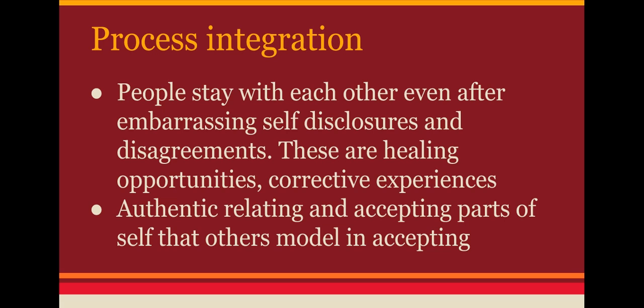Authentic relating and accepting parts of self that others model in accepting. I think it's yet another way of saying the same thing: when we are relating to each other in an authentic way and we accept parts of other people that they are not able to accept themselves, if I am struggling with parts of myself that I feel really ashamed of, once I talk about those things and I see how my fellow group members are able to accept me together with those parts, they are really modeling for me how to do that for myself.